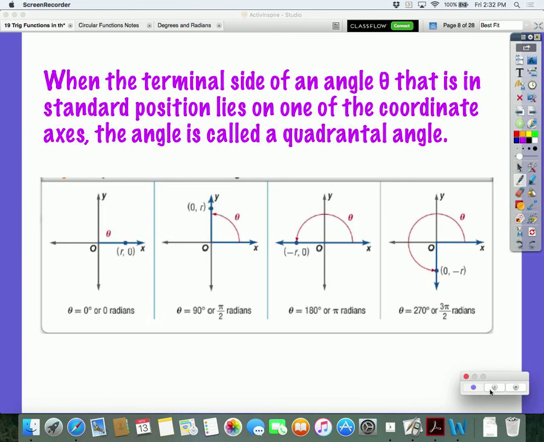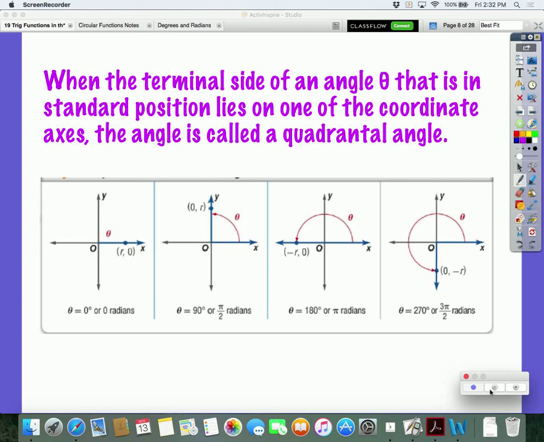Now, when the terminal side of an angle theta in standard position lies on one of the coordinate axes, that's either the x or the y axis, the angle is called a quadrantal angle. Of course, you have four different ones. You have the one at 0, the one at 90 degrees or pi over 2 radians, the one at 180 degrees or pi radians, and the one at 270 degrees or 3 pi over 2 radians. Those are your different types of quadrantal angles. Don't forget, they also exist.